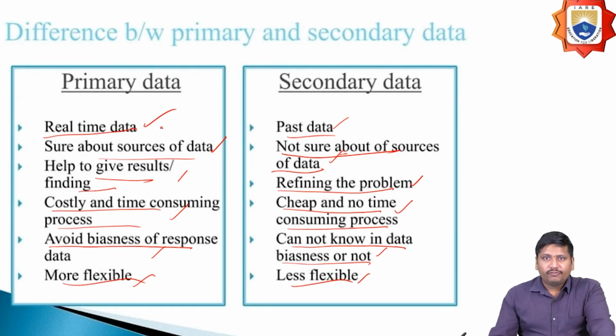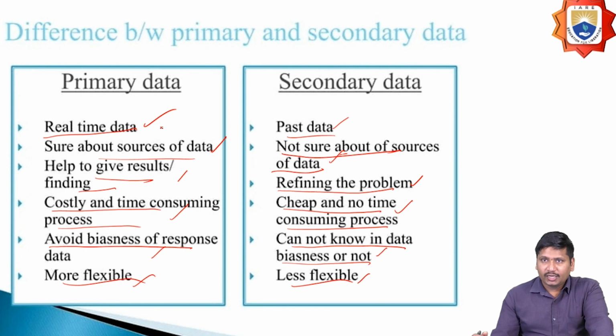So let me show the differences between primary and secondary data. In primary data, the data we gather is real-time, and we are sure about the sources of the data. It helps to give results and findings, it is a costly and time-consuming process, it avoids bias of response data, and it is more flexible.